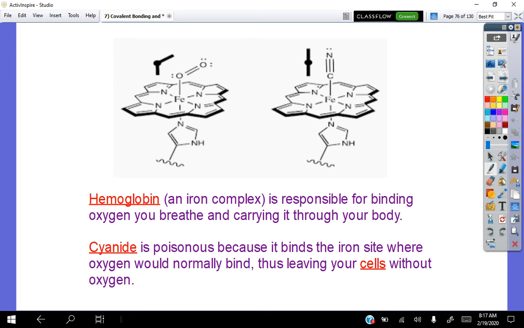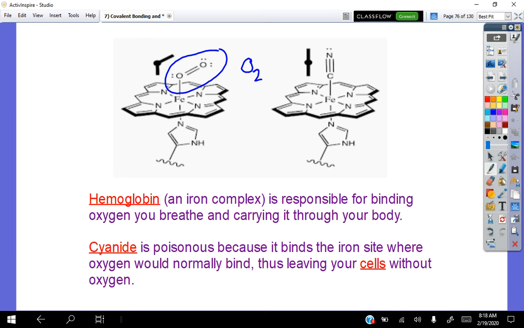So to look at that, we can look at some biological connections. We know that in our blood, we have an iron-containing complex called hemoglobin, and the iron-containing complex has a site available where it can bond an oxygen molecule, which is O2. That's the oxygen that we breathe. So when it binds that oxygen, it carries it through your blood and delivers oxygen to different parts of your body.